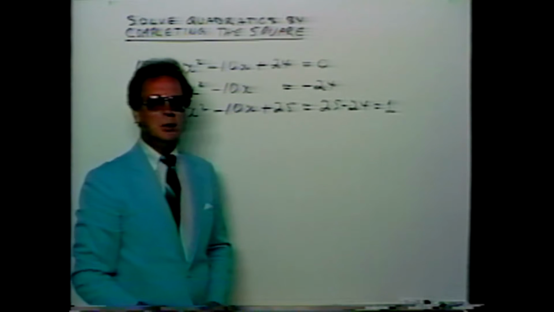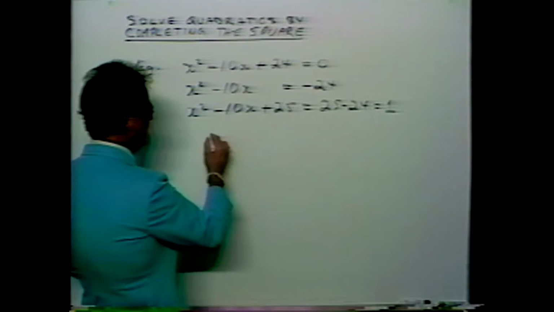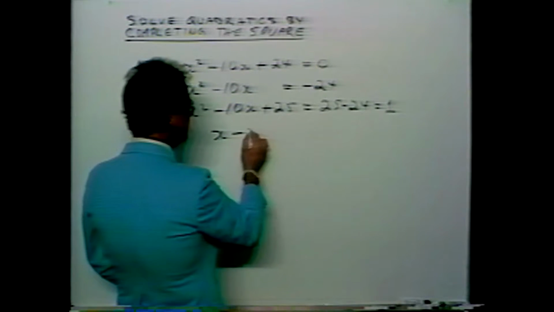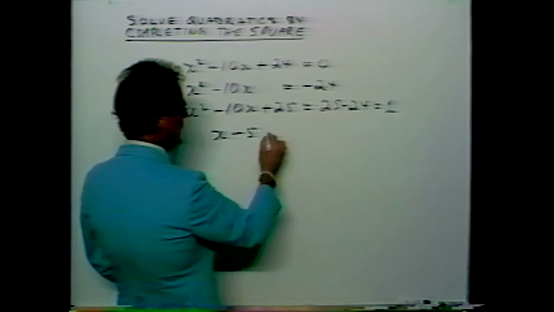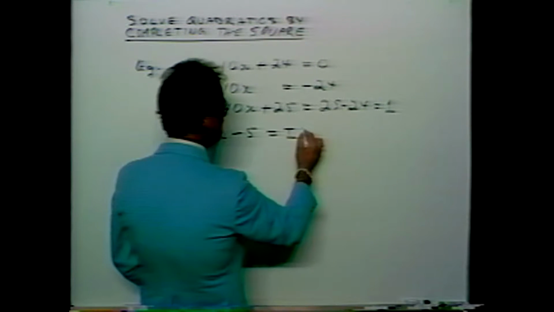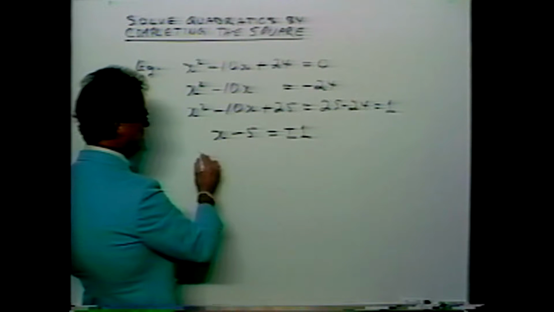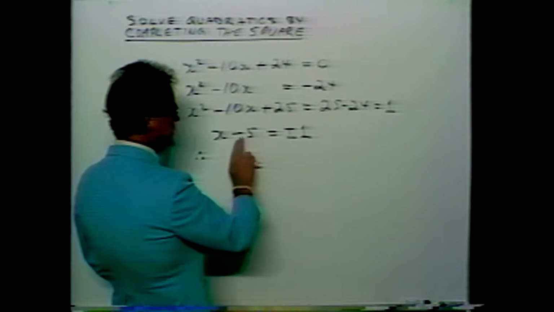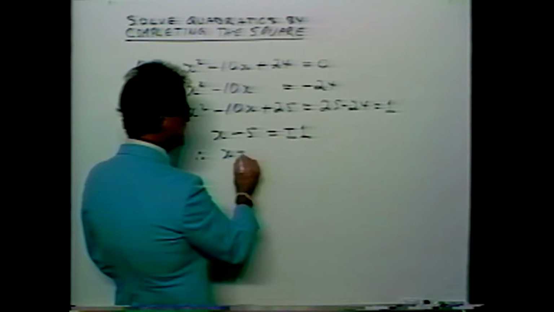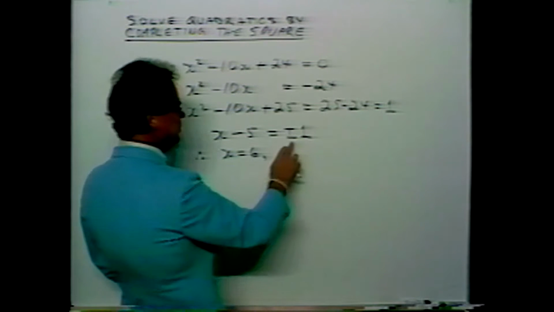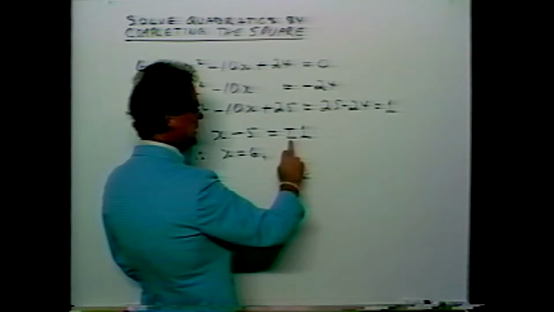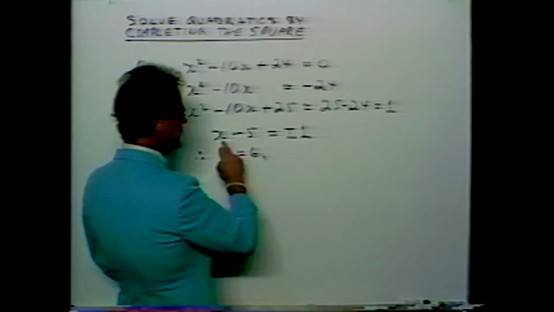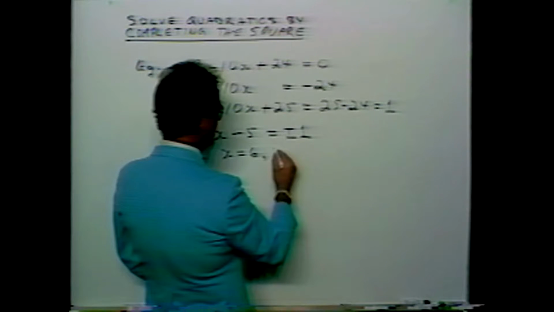Taking the square root of both sides, the left side is x minus 5, and the right-hand side is plus or minus 1. Therefore, choosing the positive 1 first and solving for x, x is equal to 6. Choosing the right-hand side as minus 1, x will equal positive 4.